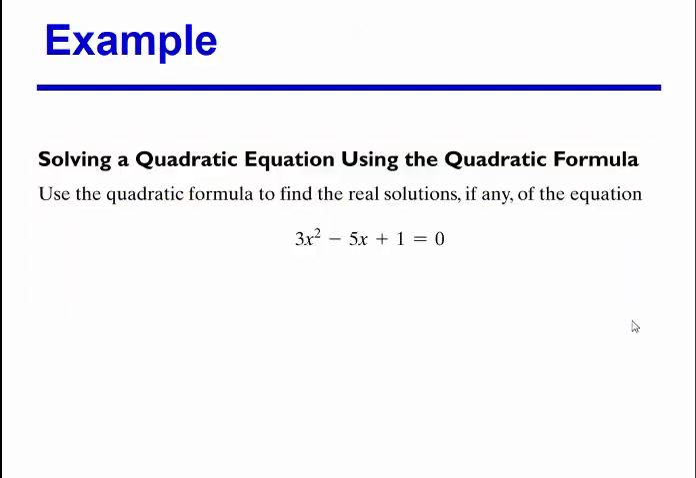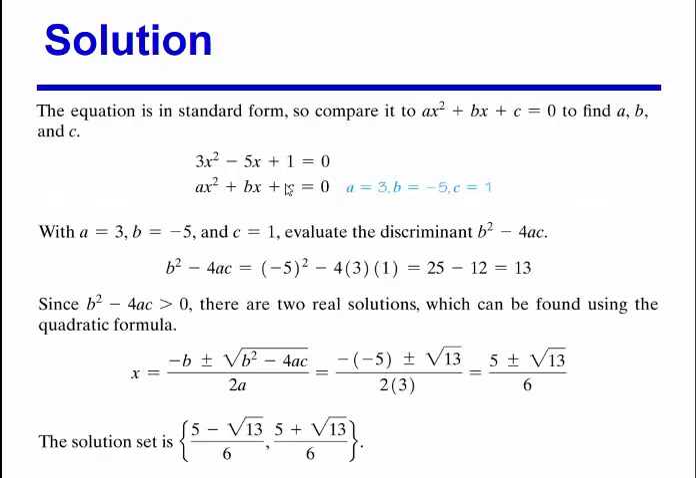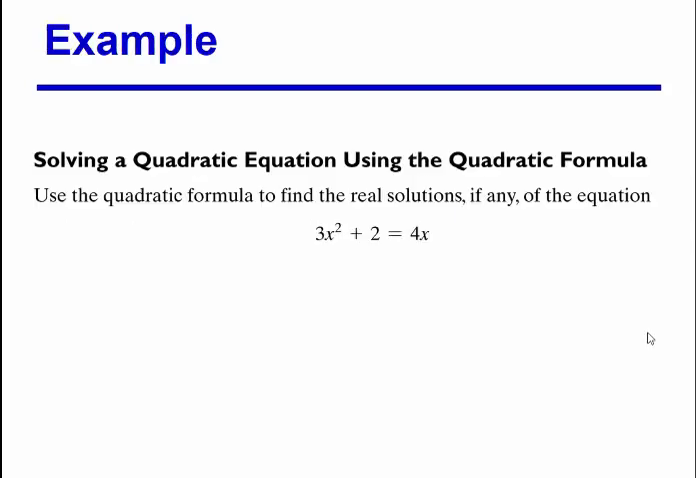So let's solve this using the quadratic formula. So we have 3x squared minus 5x plus 1 is equal to 0. So here we have to determine what's a, what's b, and what's c. And so we take those values, we plug them into the discriminant. We find out that the discriminant is 13. Since it's greater than 0, there are two real solutions. We use the formula, and then we end up with 5 minus square root of 13 over 6 and 5 plus square root of 13 over 6.